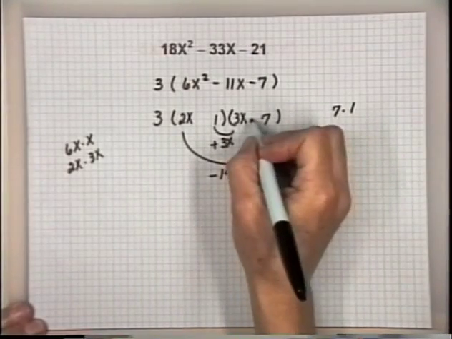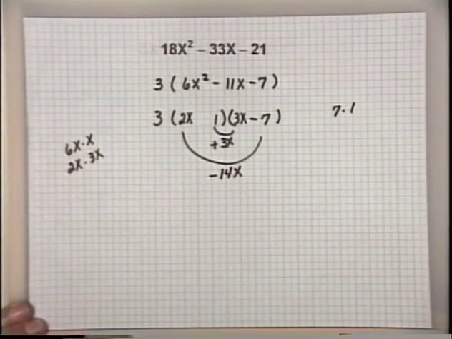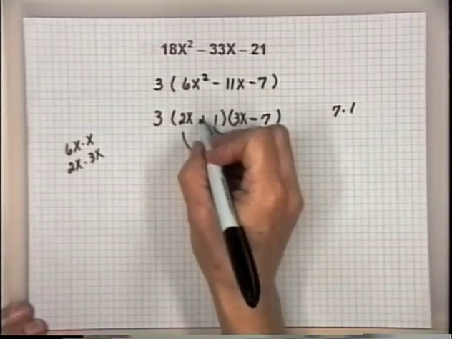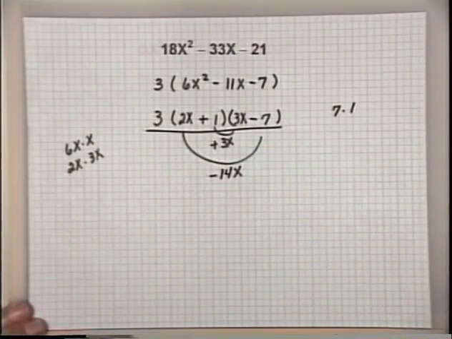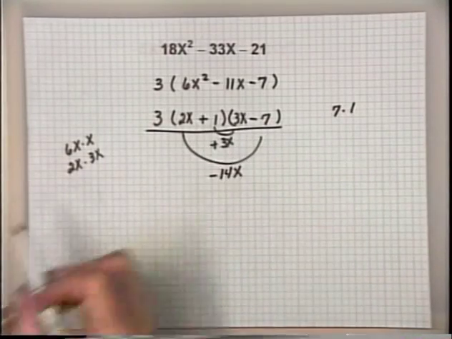My outside product being negative places the negative sign in my second factor, and I need the plus sign then in the first factor. You should have written 3, 2x plus 1, and 3x minus 7. These could have been in another order, remember.